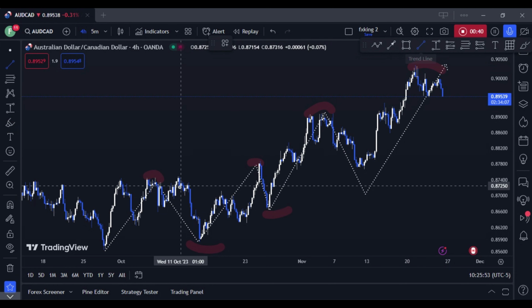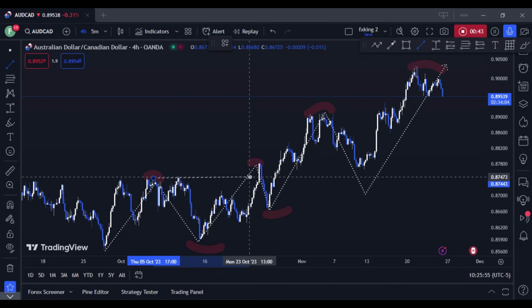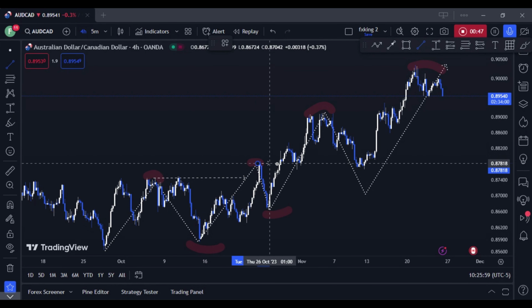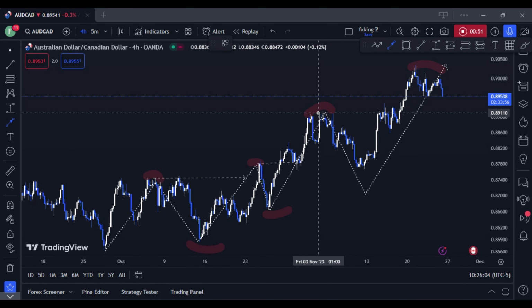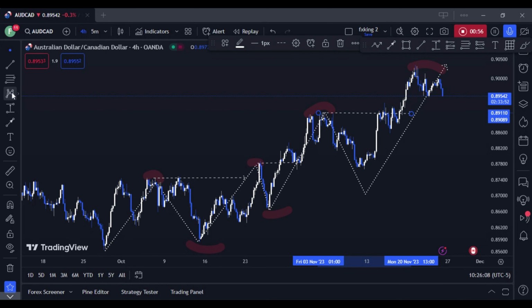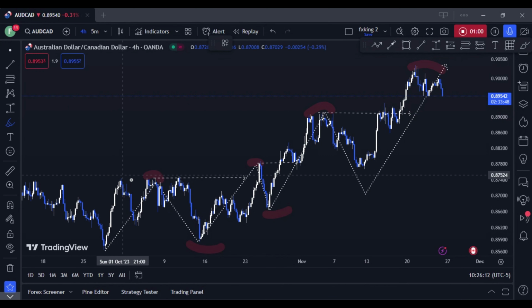So what I mean is this is our break of structure. In this case, we have another break of structure here and this break of structure here also. So now, how do we identify our trading ranges from here?